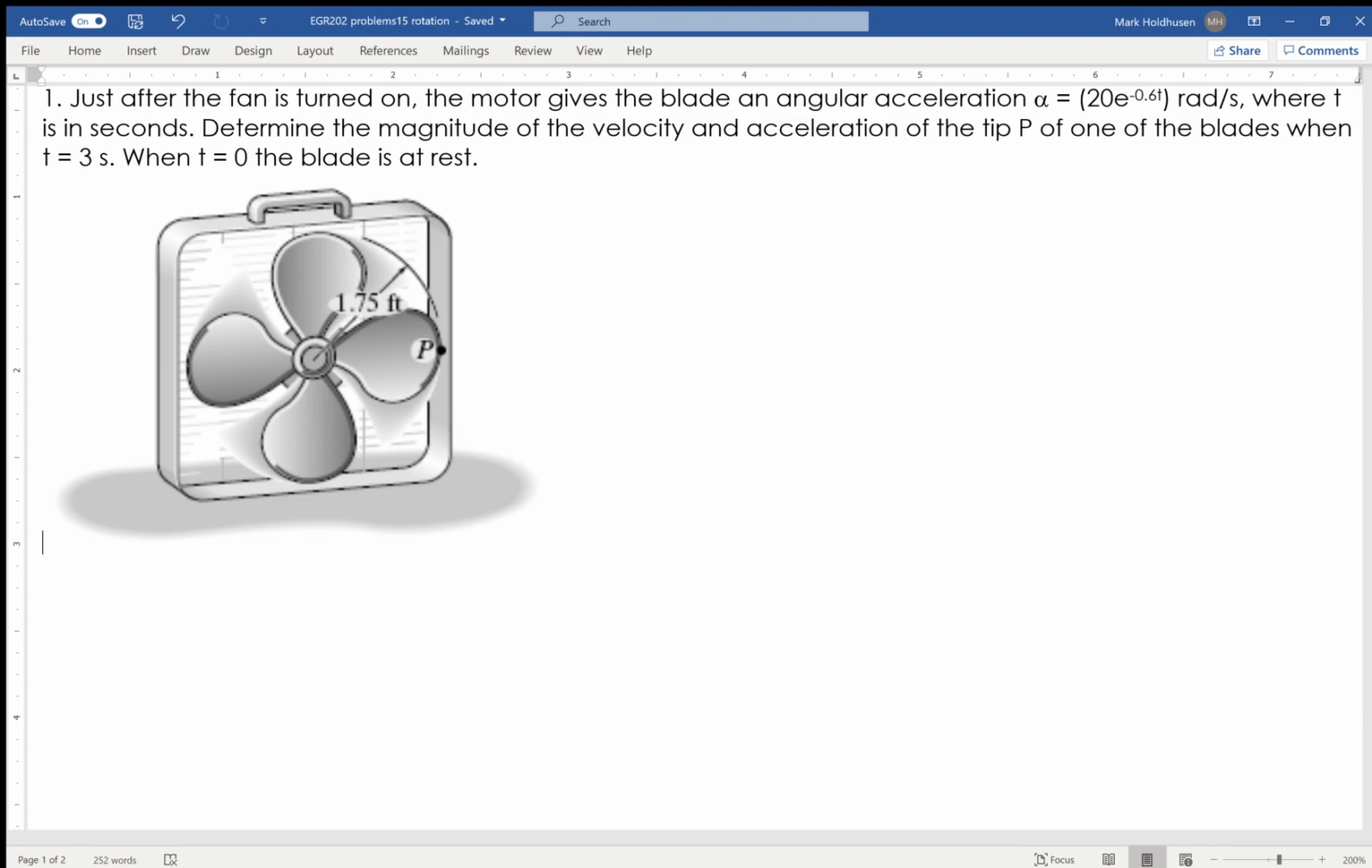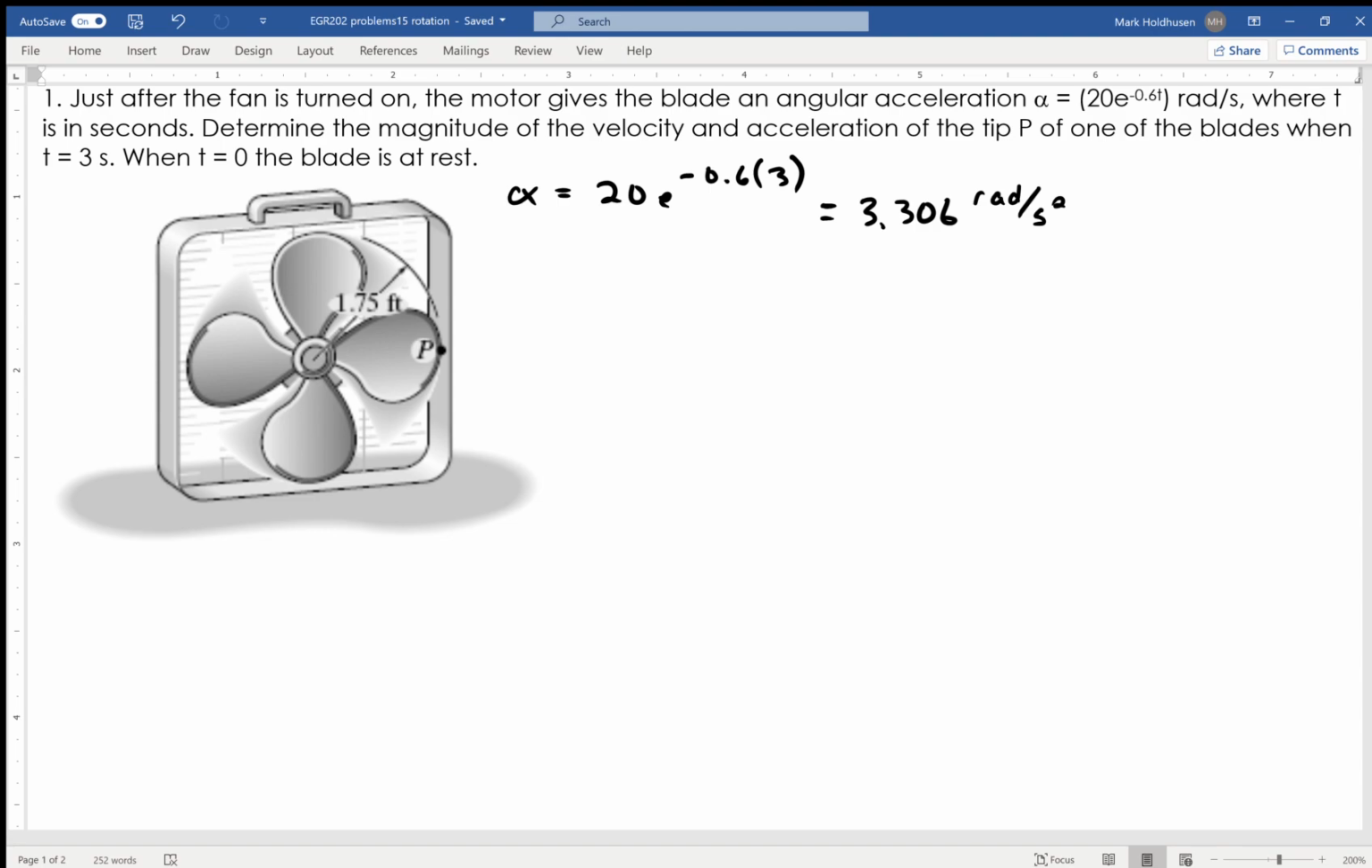So basically, to find the acceleration and velocity of point P, we first need to find the angular acceleration and angular velocity. So the angular acceleration is easy because it's given to us as alpha equals 20 times e to the negative 0.6 t. And again, I'll just plug in 3 seconds at this point. And that gives me 3.306 radians per second squared. So that is the angular acceleration of this fan after 3 seconds.